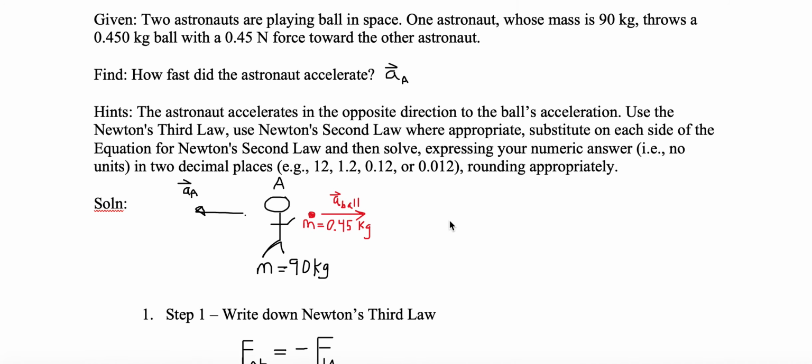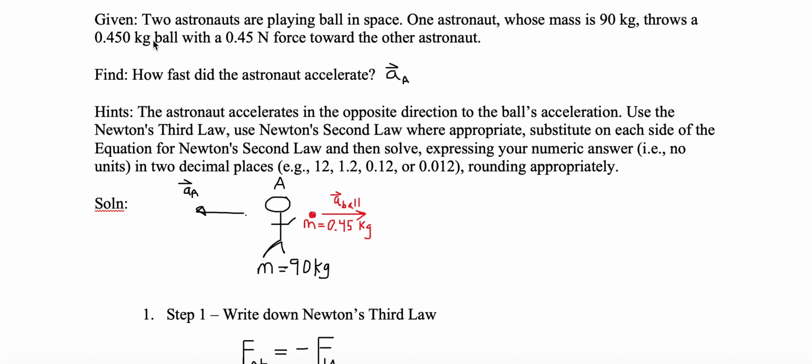We are given a 0.45 kilogram ball and a 0.45 Newton force. We didn't do anything with this 0.45 Newton yet, so we're just going to go on the side here. The force that is applied onto the ball has got to be equal to the mass of the ball times the acceleration of the ball. And since acceleration and force are vectors, meaning we need to provide directions, I'll put a little arrow on top.